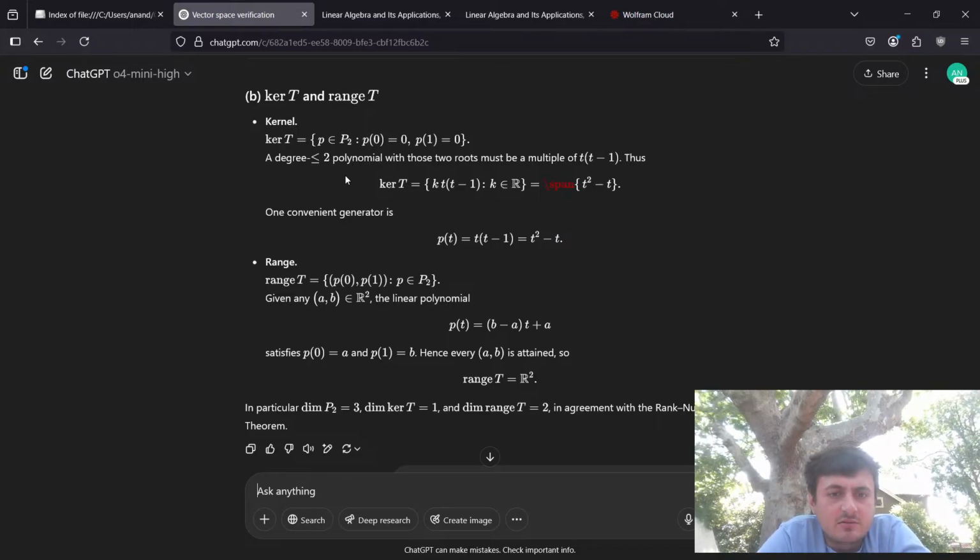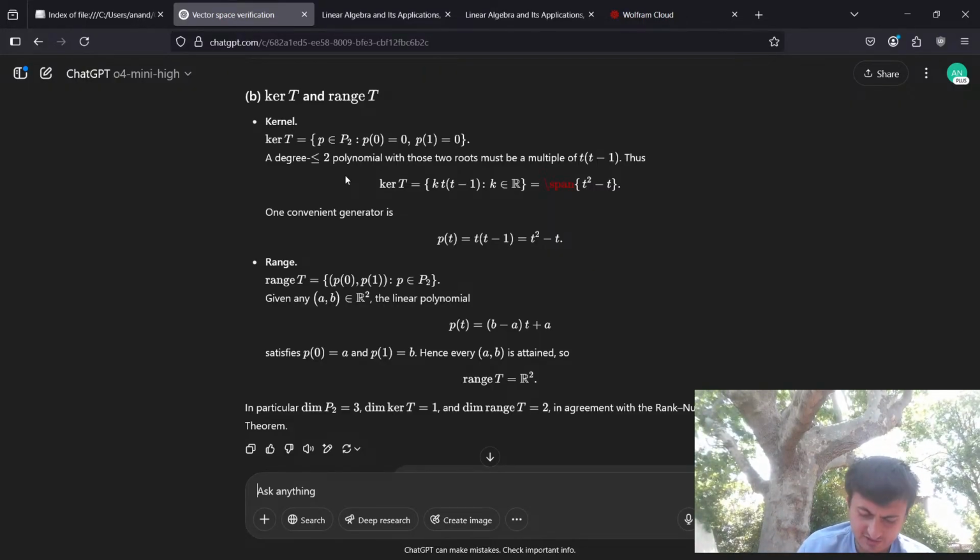Okay, so it is R2. Yeah. Okay, so I didn't actually write all that out, but range of t is equal to R2 because take a, b in R2 and let P of t equal b minus a times t plus a. Wow, that's wild. Wow, that's so smart. You just draw a line between the 2 points. That's crazy.